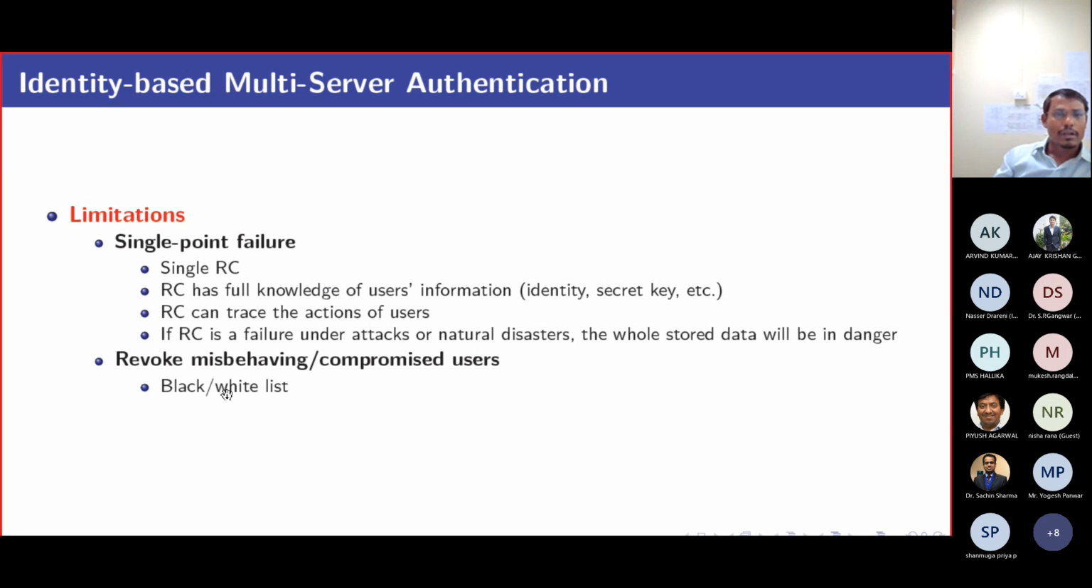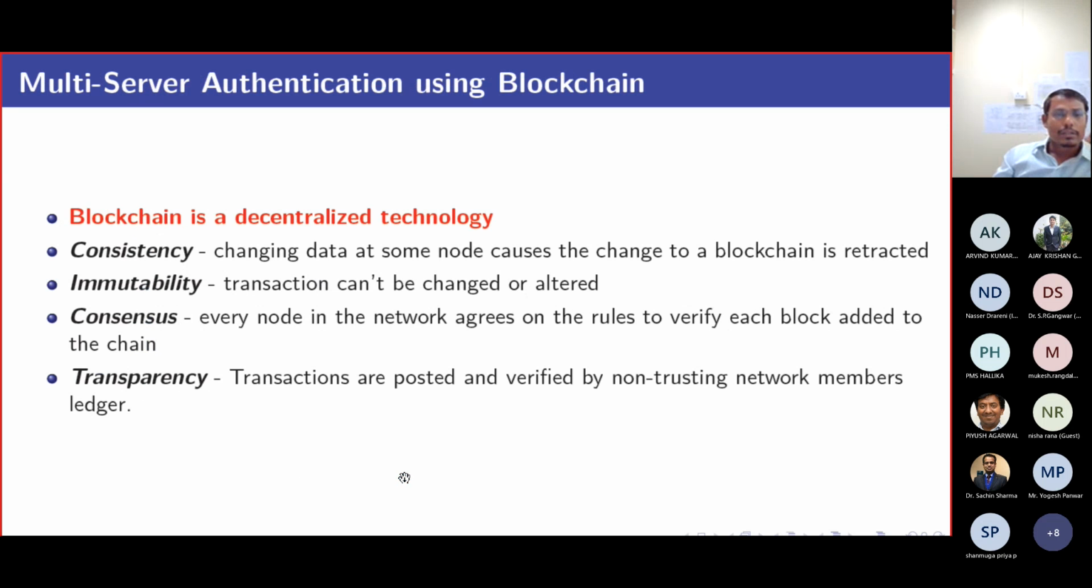So maintaining this kind of misbehaving or compromised user list is a challenging task. So we need a backend channel. Why? Because the RC needs to communicate with the application server, since the application server must be informed by the RC. So that is why we need some kind of backend channel. So these are the limitations, and the recent trend is to design multi-server authentication using blockchain.